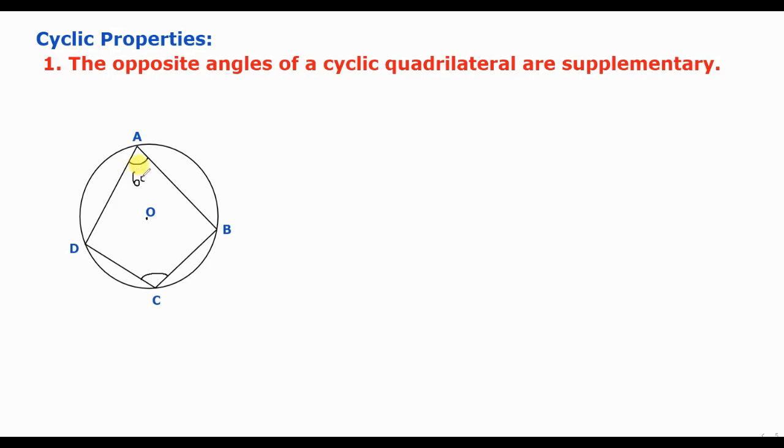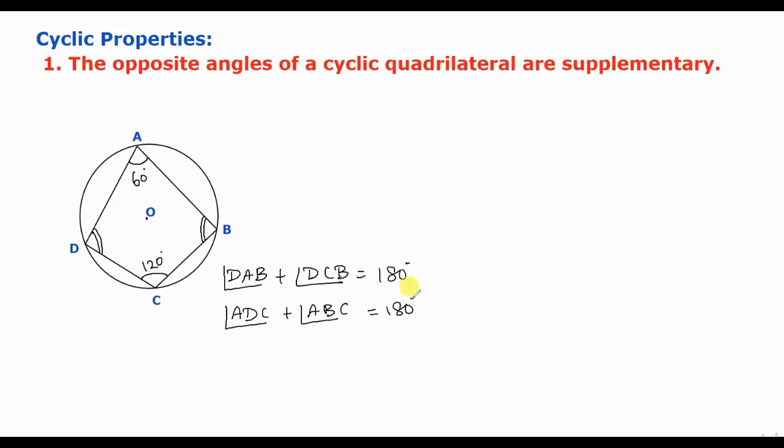Let me give an example. If your angle A is equal to 60 degrees, then definitely angle C will be 120 degrees. So when we add these two, that is angle DAB plus angle DCB, it is 180 degrees. Not only this one, even these two opposite angles, angle D and angle B, will also be equal to 180 degrees. Angle ADC plus angle ABC, both will be equal to 180 degrees. This is your first property in the cyclic quadrilateral.